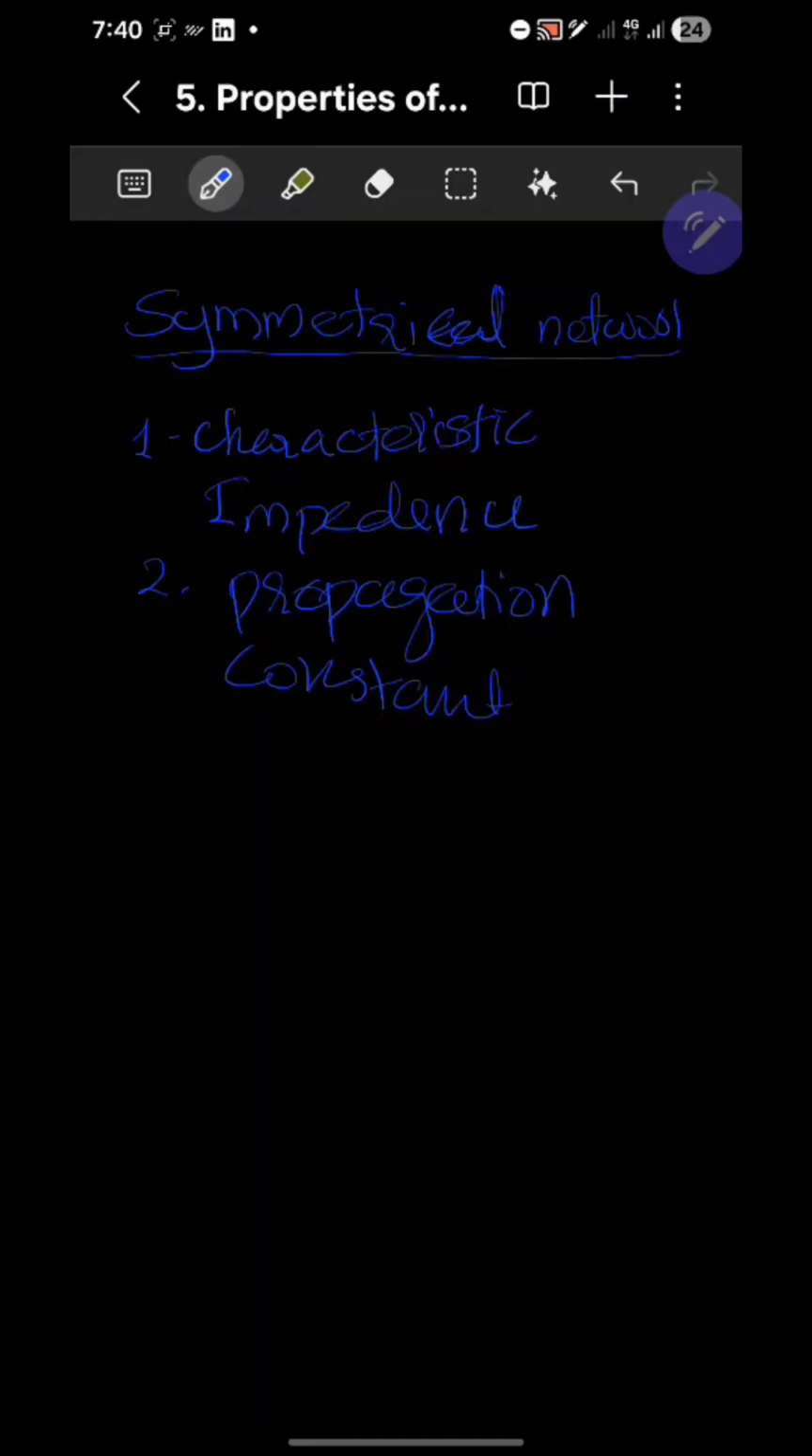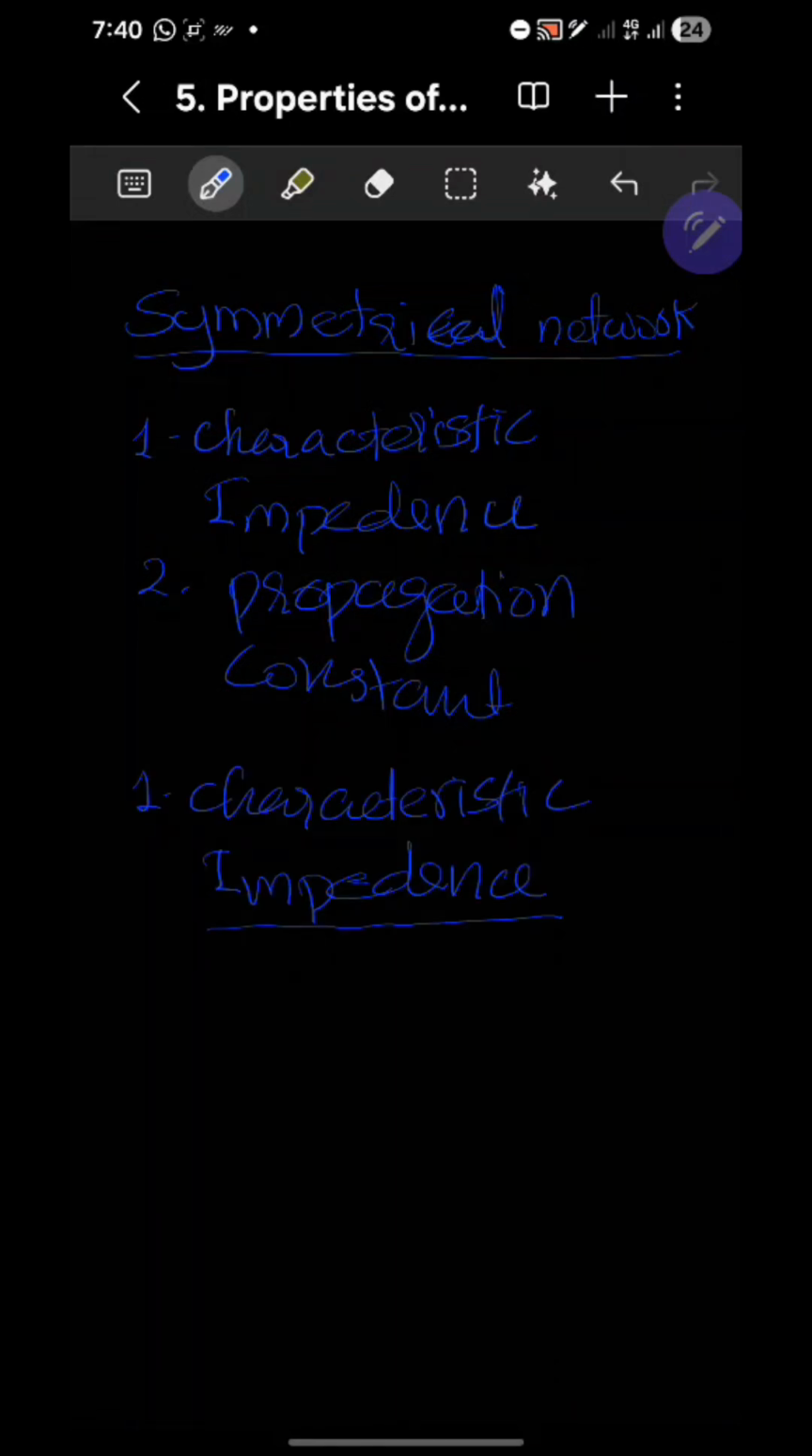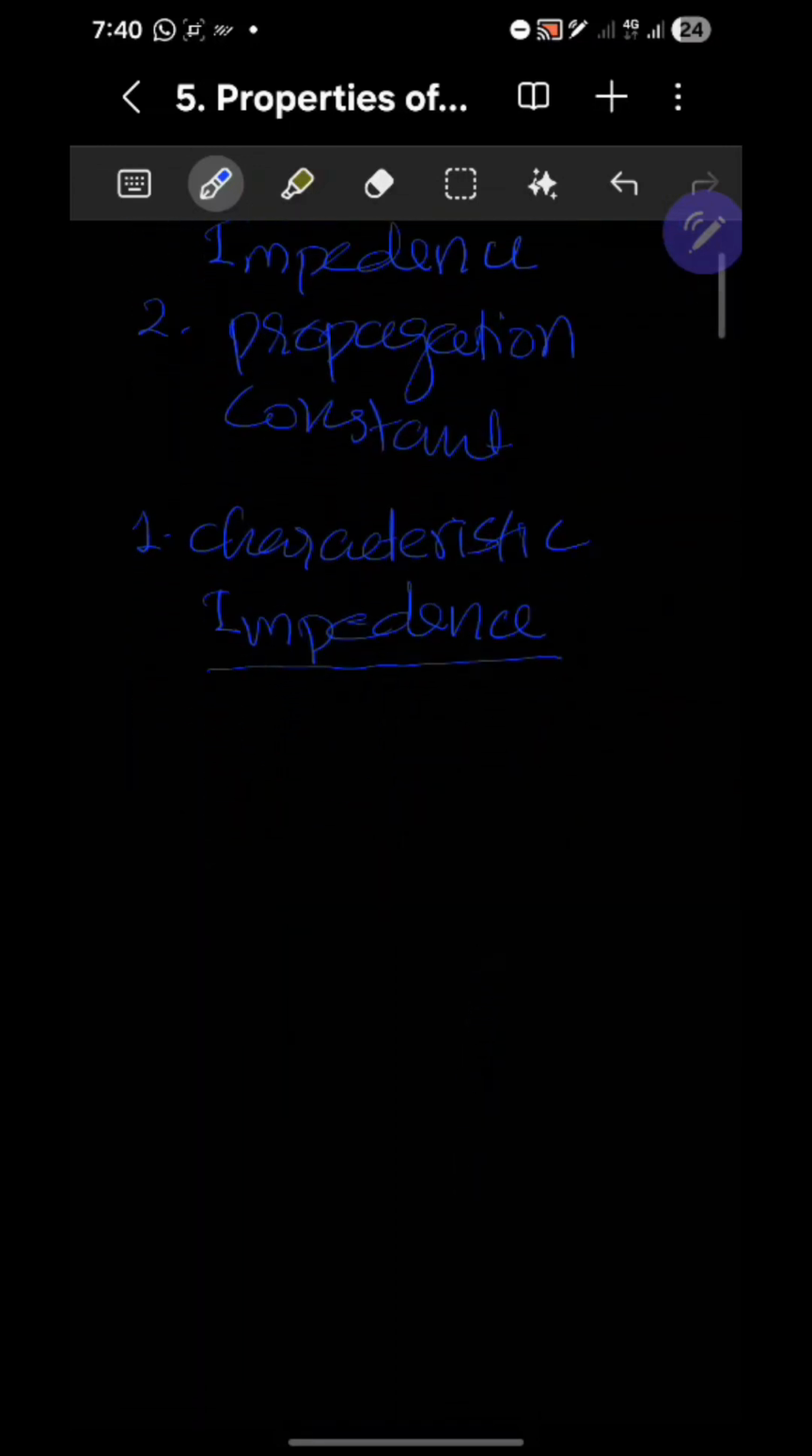In the last lecture, we already discussed that the properties of symmetrical networks are characteristic impedance and propagation constant. Firstly, we are going to discuss characteristic impedance. What is characteristic impedance? Characteristic impedance is defined in this way.